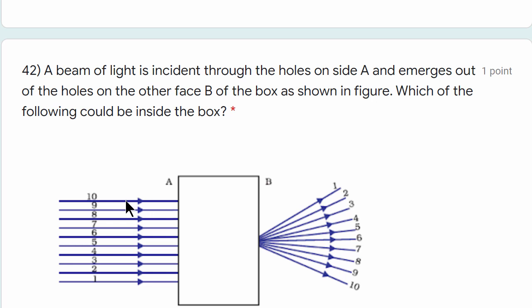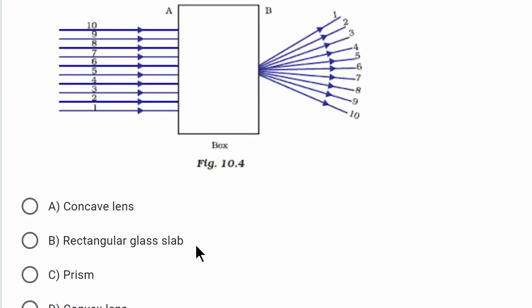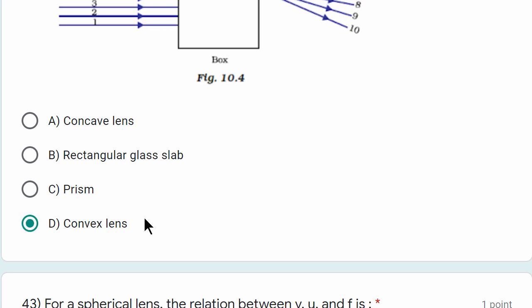Why? Look at the ray 10. Ray 10 is going down. Ray 1 is going up. If it was a concave lens, ray 10 would have gone up like this, and ray 1 would have gone down like this. So in this case, what is happening is there is a convex lens here and the focal point is somewhere here. So the rays converge, and then continue ahead. So the correct answer in this case is convex lens.